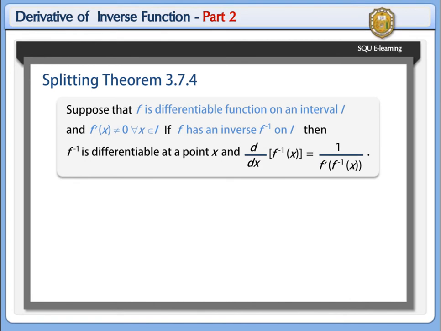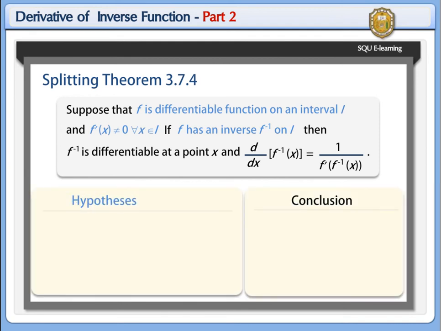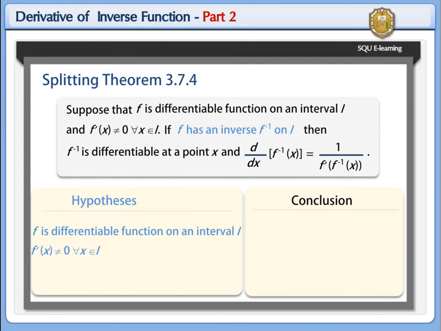Like any other theorems, you need to split it into two parts. What is the hypothesis of this theorem? And then what is the conclusion of the theorem? Now, the hypothesis of the theorem is given in blue color. That is, your function has to be differentiable on some interval I, and also the value of the derivative is non-zero for all the points inside that interval I.